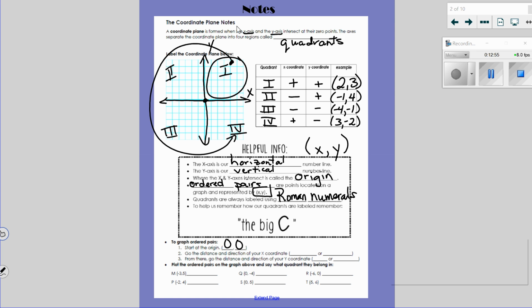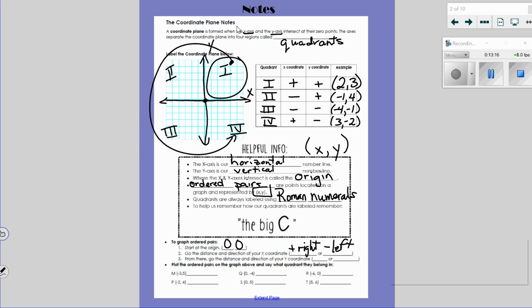The next thing I'm going to do is I'm going to look at the first number. The first number in my ordered pair is going to tell me, am I going left or right? So if it's positive, which way am I going to go? Right. If it's negative, which way am I going to go? So the first number in my ordered pair, if it's positive, I'm going right. If it's negative, I'm going left.